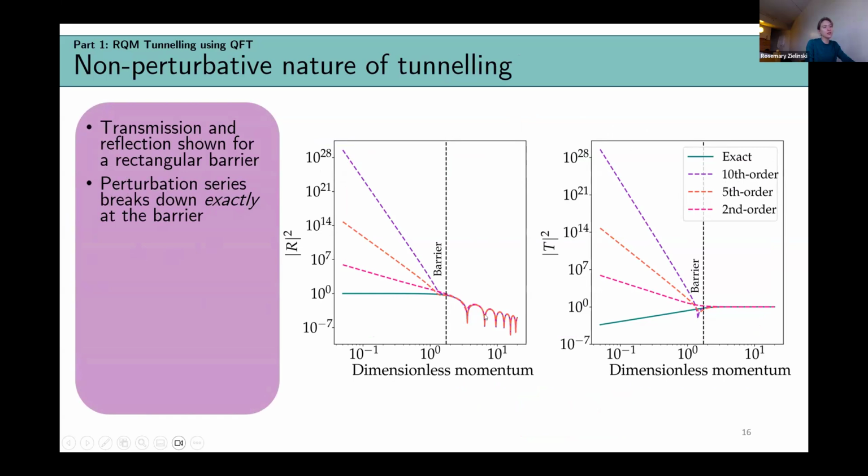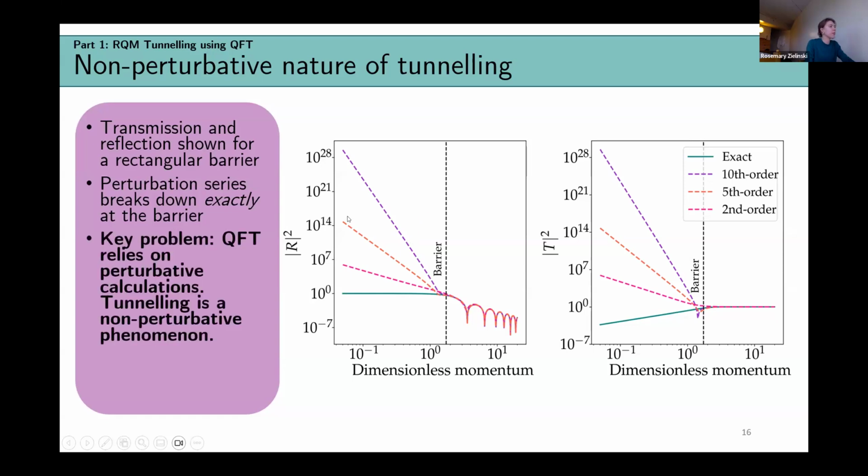So while it can describe above barrier scattering, it's unable to describe tunneling, which is obviously the regime that we care about. So this highlights what makes this problem quite difficult. And that's that QFT relies on perturbative calculations, but tunneling is a non-perturbative phenomenon. So any approach needs to reconcile these two facts.